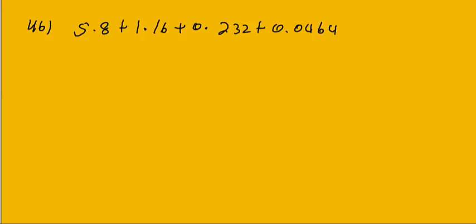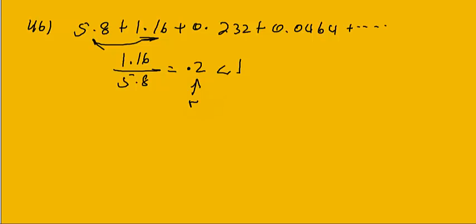And let me do 46. You have 5.8 plus 1.16 plus 0.232 plus 0.0464 plus dot dot dot. First of all, you have to check and see if you can add them up or not. So how do we check? We take any number, which is 1.16, and divide by the one before that, 5.8. That turns out to be 0.2. Now 0.2 is less than 1, and that is my ratio right there. That's my r.